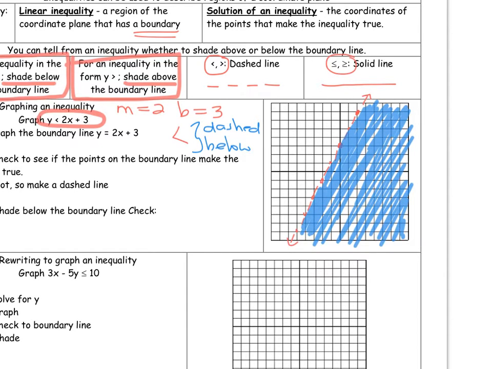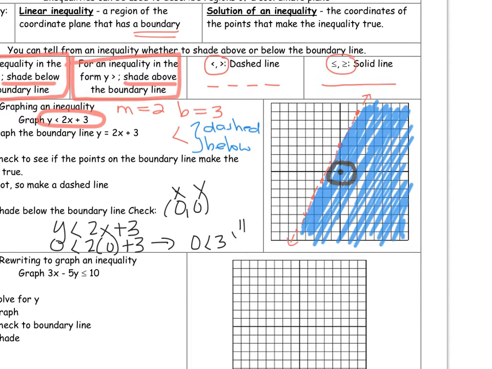So how can we check to see if we did it right? Well, I'm going to pick a point that's in the shaded area, and for mine, I'm going to pick this point right here, 0, 0, and I'm going to plug it into the equation. So I'm going to pick the ordered pair 0, 0, so that means x equals 0 and y equals 0. If I plug it into y is less than 2x plus 3, and I get a true statement, then I know I shaded in the right area. So I'm going to plug in 0 for y and 0 for x, and what I get left with is 0 is less than 3. And that's true, so that means I shaded correctly.